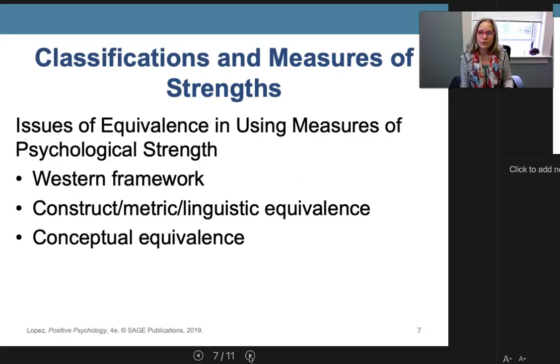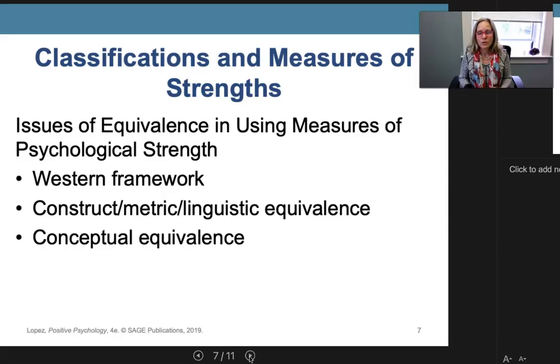There are some issues of equivalence, meaning does the idea of courage mean the same thing in the United States as it would mean in France or Australia or Namibia? And in terms of using that for measuring psychological strength, often these measures have taken a Western framework, and it's not clear that there's linguistic equivalence, meaning the word would be translated in the same way in another language. There's also the idea of conceptual equivalence. So does something like courage or bravery conceptually mean the same thing in different cultures?